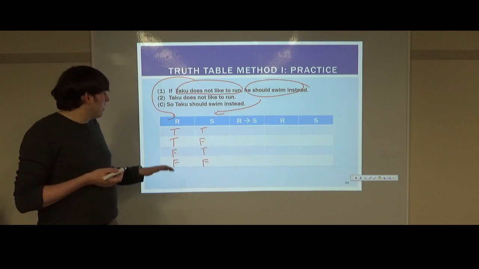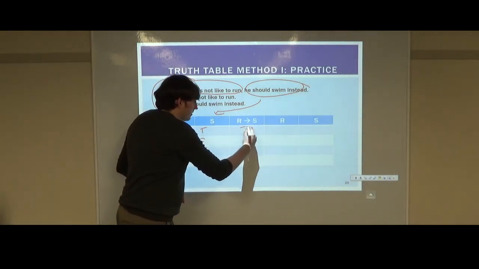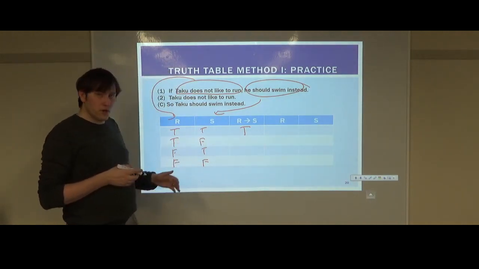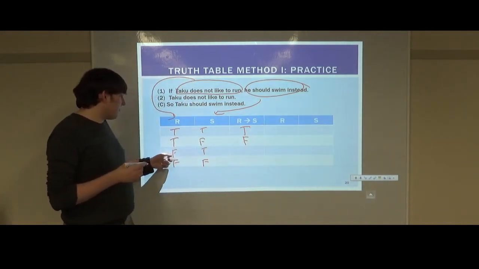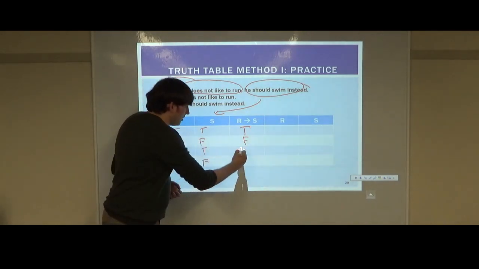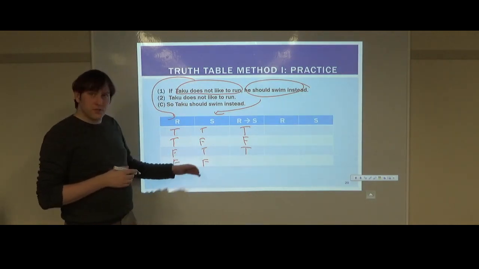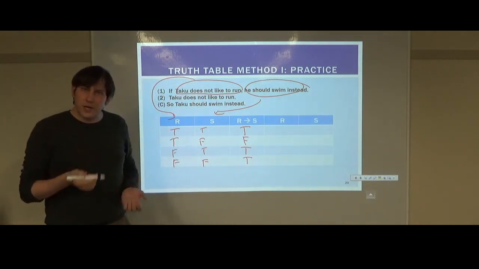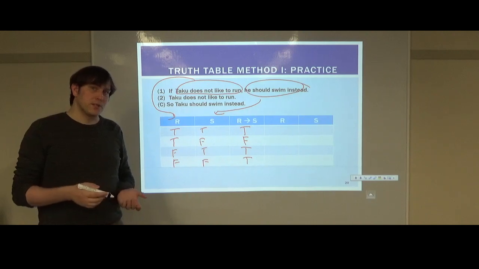So, if R is true and S is true, R implies S is true. If R is true and S is false, this is false. If R is false and S is true, this is true. If R is false and S is false, this is true. So this is something that was on an earlier slide. If you don't remember, please feel free to go back a few minutes in the video and then come back.